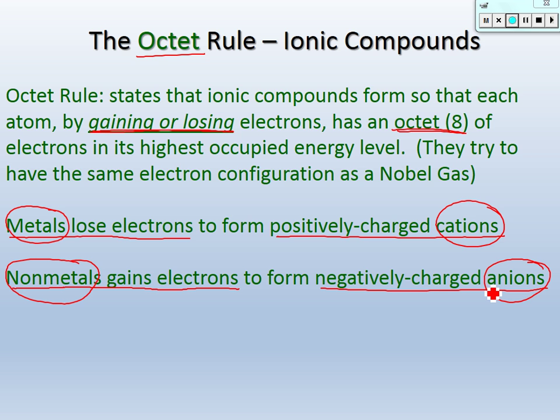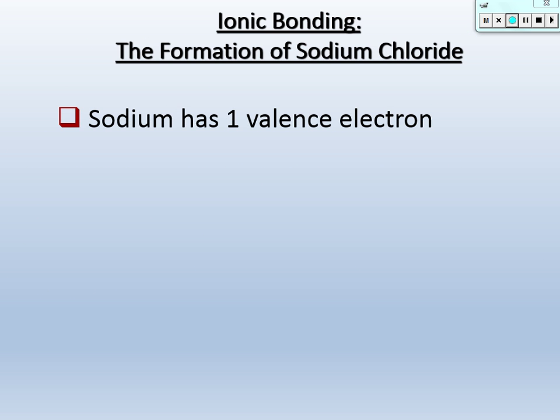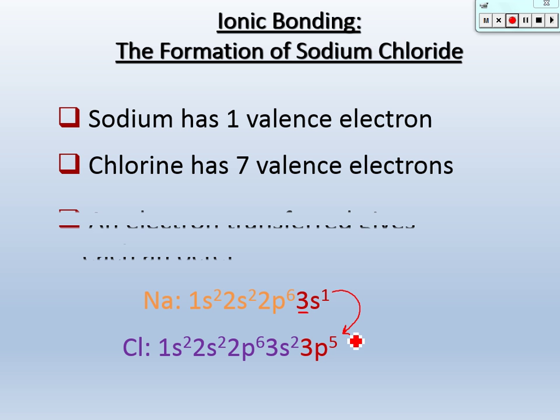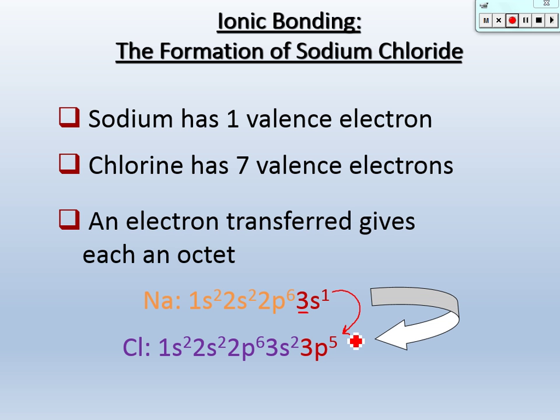Now, I've got a few more slides here that kind of explain ionic bonding, but we've already talked about it, so I'm going to go kind of fast. Sodium has 1 valence electron. Chlorine has 7. If you look at it here, what's the highest energy level in sodium? 3. Okay? Well, it's easier for it to lose this 1 valence electron, so what you're going to see is it's going to give that valence electron to chlorine.